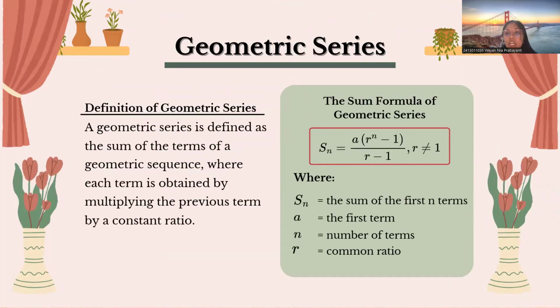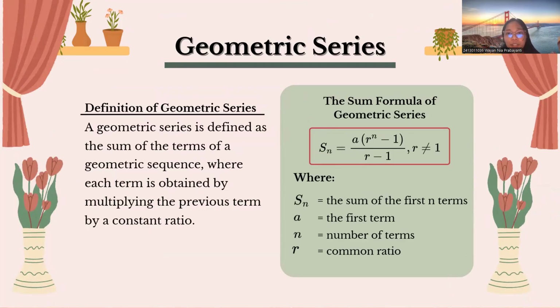Okay, let's move to the geometric series. Simply, a geometric series is defined as the sum of the terms of a geometric sequence, where each term is obtained by multiplying the previous term by a constant ratio. In other words, a geometric series is what you get when you add all the terms of a geometric sequence. Because the terms grow or shrink by a constant ratio, we can calculate the sum using a dedicated formula.